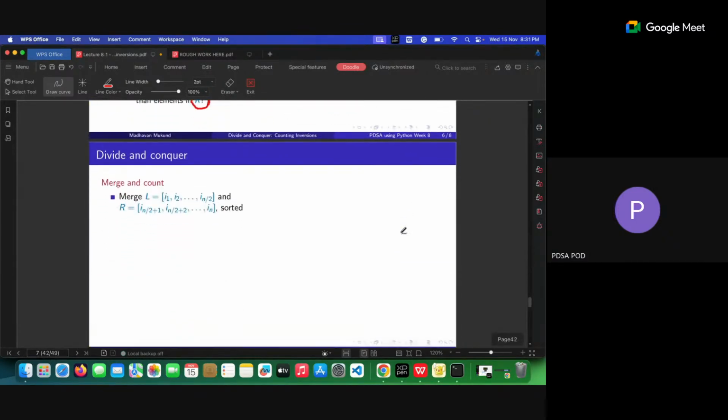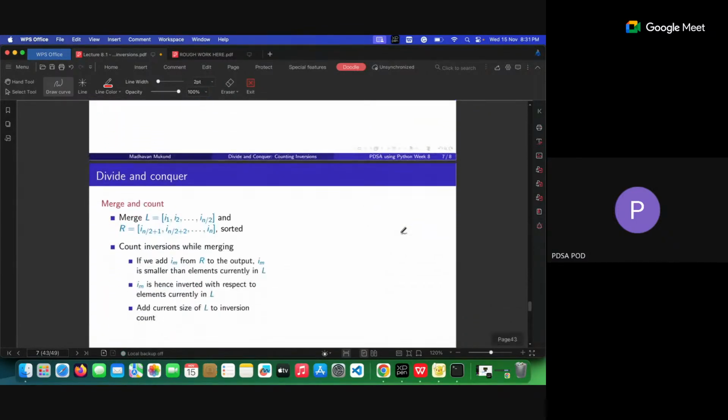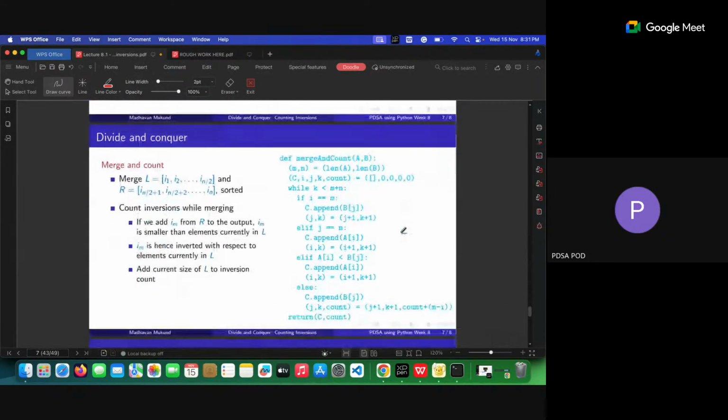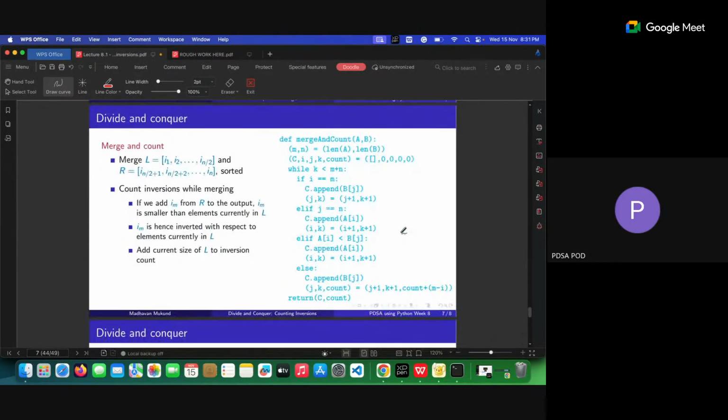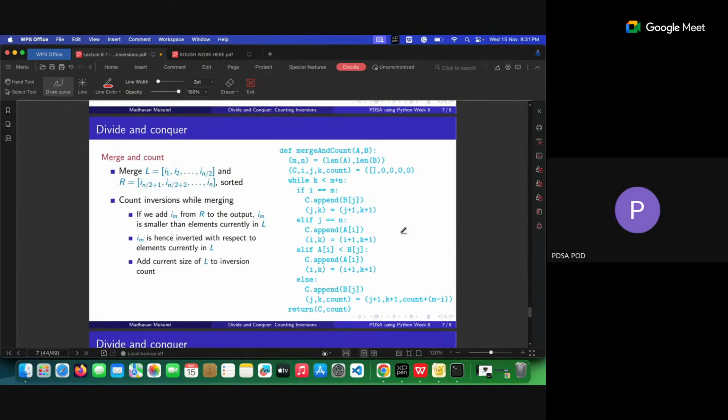So there was an implementation for this. Here is the implementation. First, we count inversions while merging, which is very simple. If we add an element IM from the right partition to the output, it means that IM is smaller than the elements currently in the left partition.